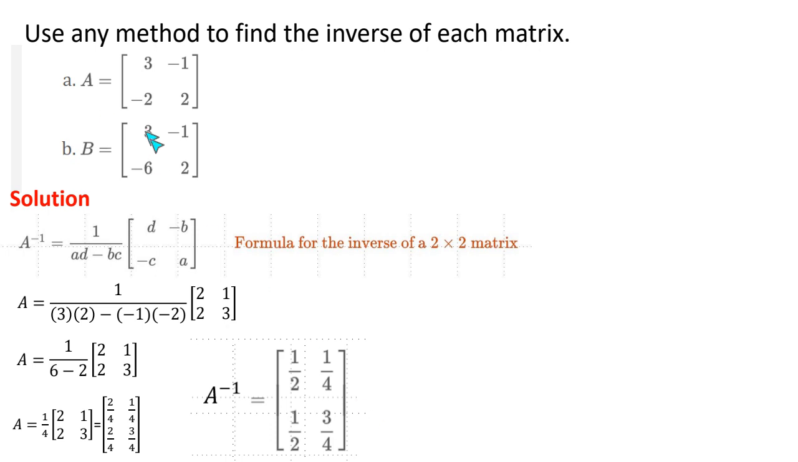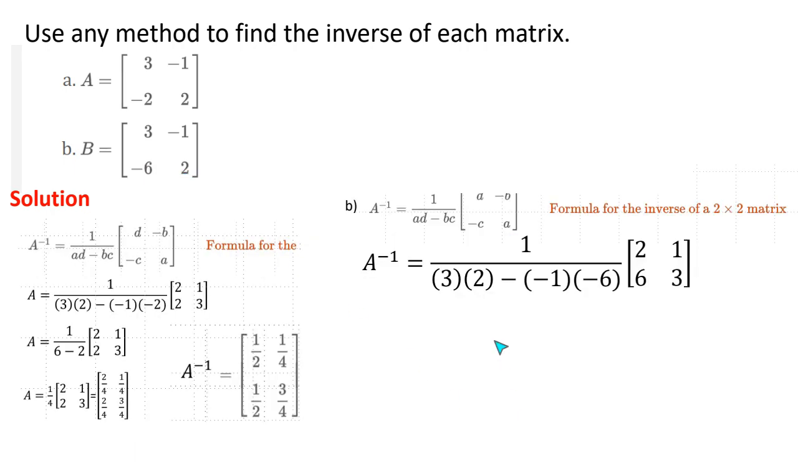Okay. So for letter B, we have 3, -1, -6, and 2. So if I use the formula again, I'm going to have 1 divided by A times D. So that's 3 times 2. And then C and B is -1 and -6. So now for the numbers that go in the matrix, we're going to switch the 3 and the 2. So that becomes 2 and 3. And then the signs for B and C, we're going to switch them. So we get 1 and 6.